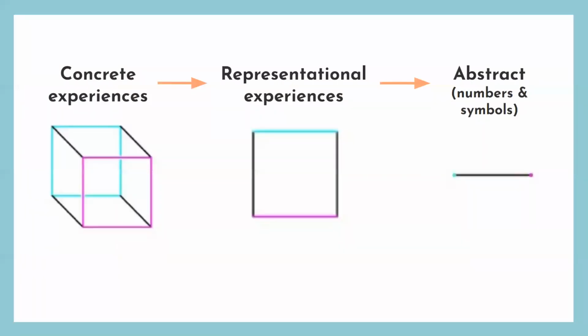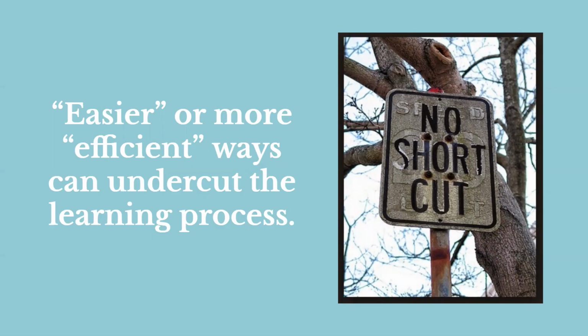There is extensive research showing the best way to develop long-term learning and understanding is through a progression of concrete experiences first, think 3D here, then more representational experiences such as drawings or visual models, think 2D here, and finally abstract, think numbers and symbols only. So again, if we skip the earlier stages, even if we have the best intentions possible in order to make it easier for our kids or to save time or to save them from confusion, we're actually undercutting the learning process.